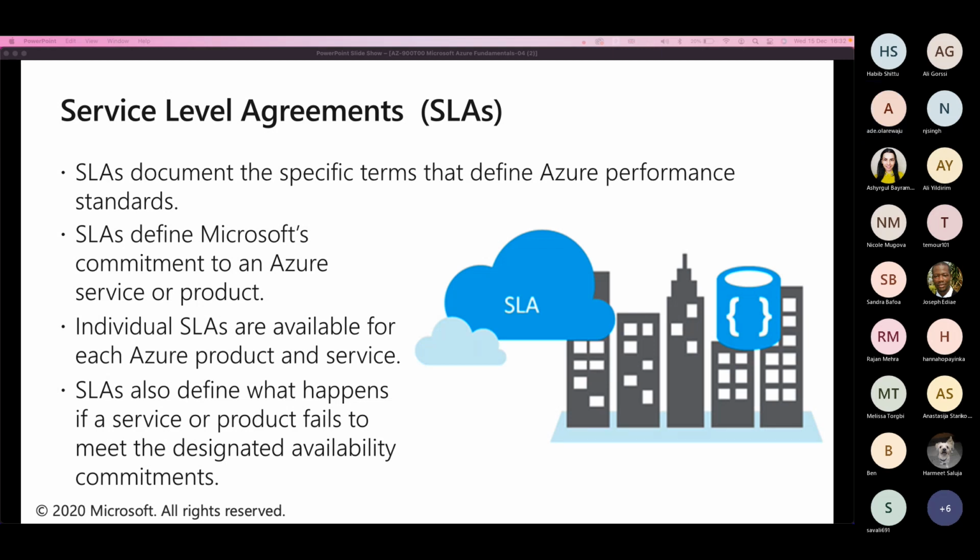Yeah. So basically, SLAs, or service level agreements, is the specific term that defines Azure performance standards. Beyond Azure, a service level agreement is just any agreement between two organizations where one is providing a service over a period of time that has some expectations in it. It doesn't have to be with Azure. It could be with anything.